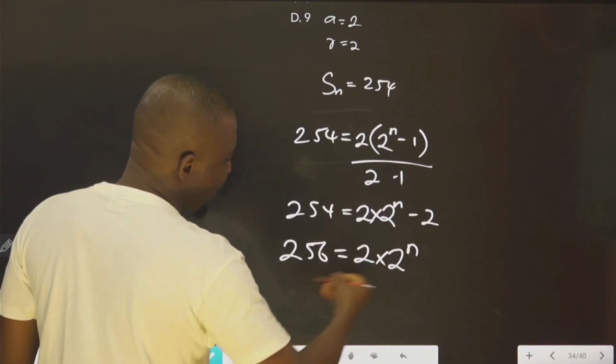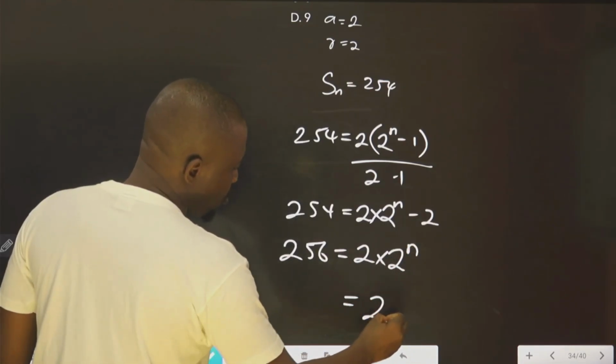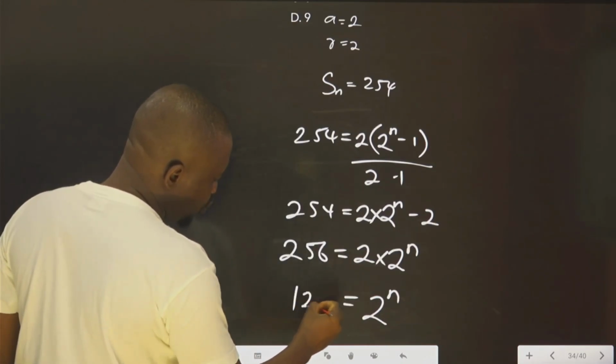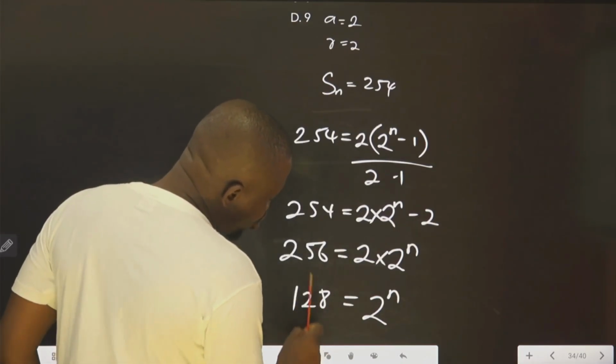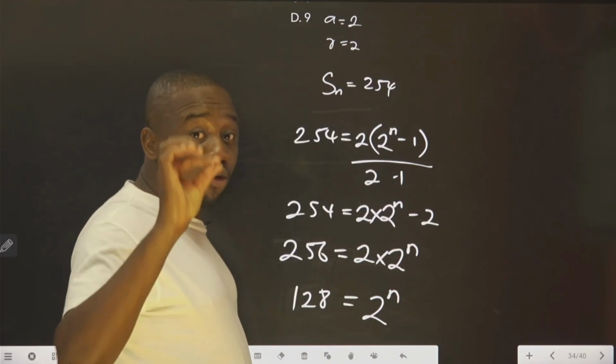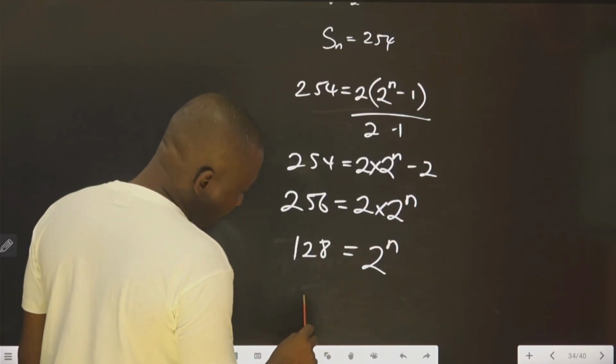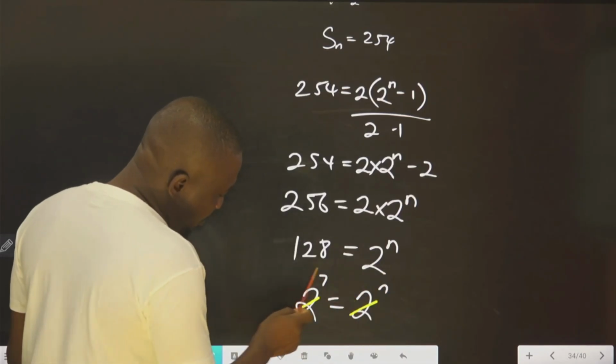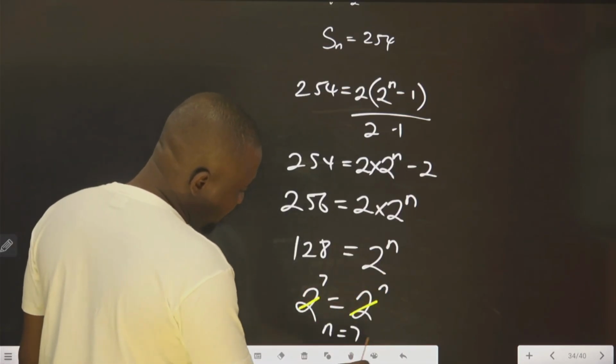This, we divide both sides by 2 so that only this one will remain. If we divide this by 2 now, we have 128. How many 2s in 128? 7 of them. Because I see base 2 here, I'm already taking it towards 2, so that at the end of the day, this base and this base will cancel, and therefore n is equal to 7. Okay?